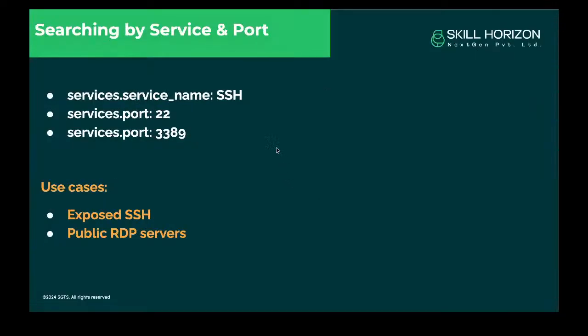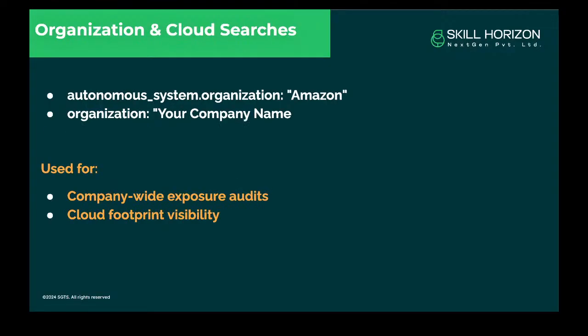Okay, so now the queries for searching by service and port. These are some queries for searching by the service or port number. These are the queries for organization or cloud services. Like you want to search for an organization name. Suppose you want to check how many IPs or how many exposed panels you have under the Amazon organization, then you can design your queries like this. You can provide the query organization colon your company name, and if any exposed panel is available, you will see the information.